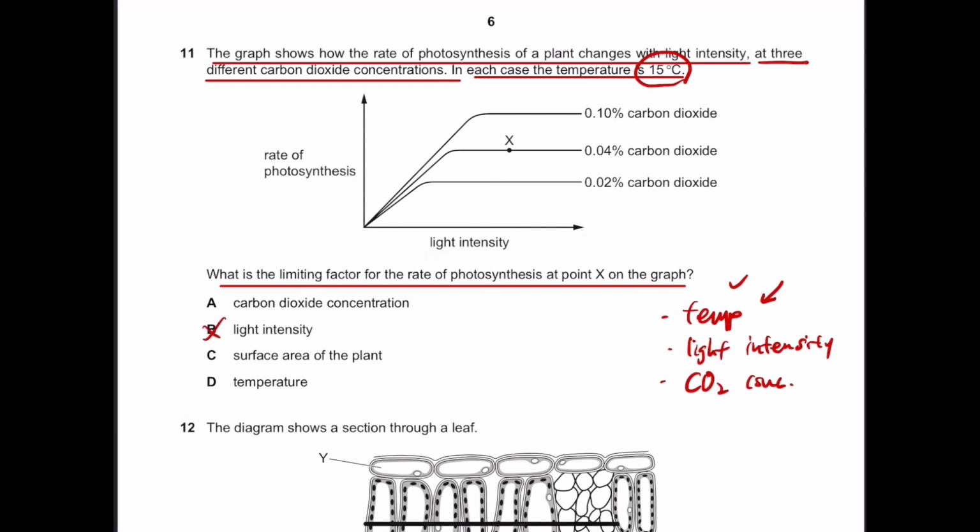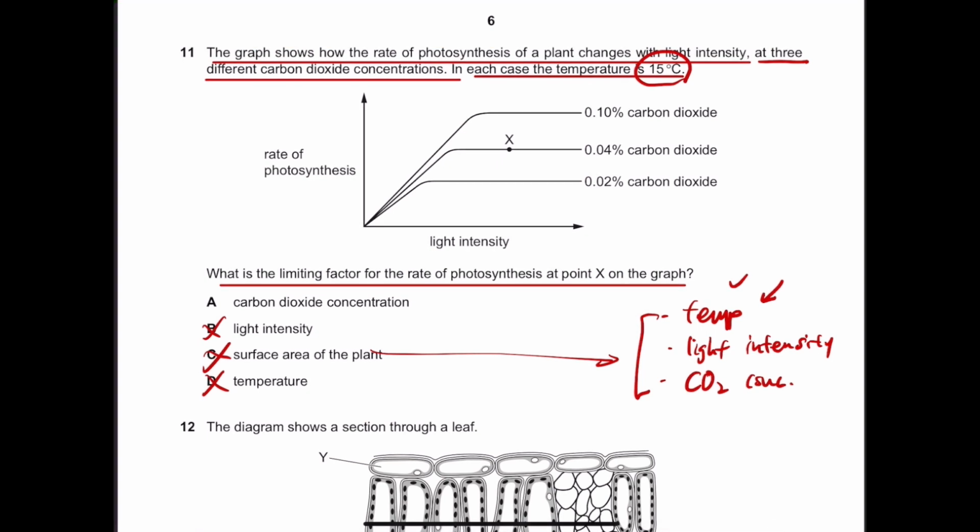So light intensity is not the limiting factor, temperature is not. Surface area, you can't find it in the 3 factors, right? You can't find the surface area of the plant in the 3 limiting factors. So C is not the right answer. That leaves us with A. Okay? A is the right answer.